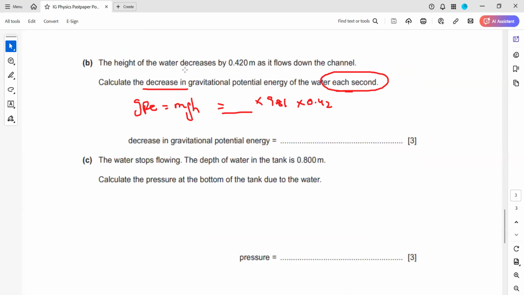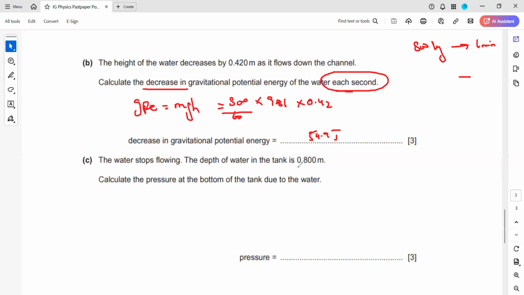You will know how much mass is there because 800 kilogram is there every minute. You need 1 second, so you have to divide by 60. So 800 divided by 60. I divided first, then I wrote the answer. This is 13.3. Right. So then it will be 54.9 joules.